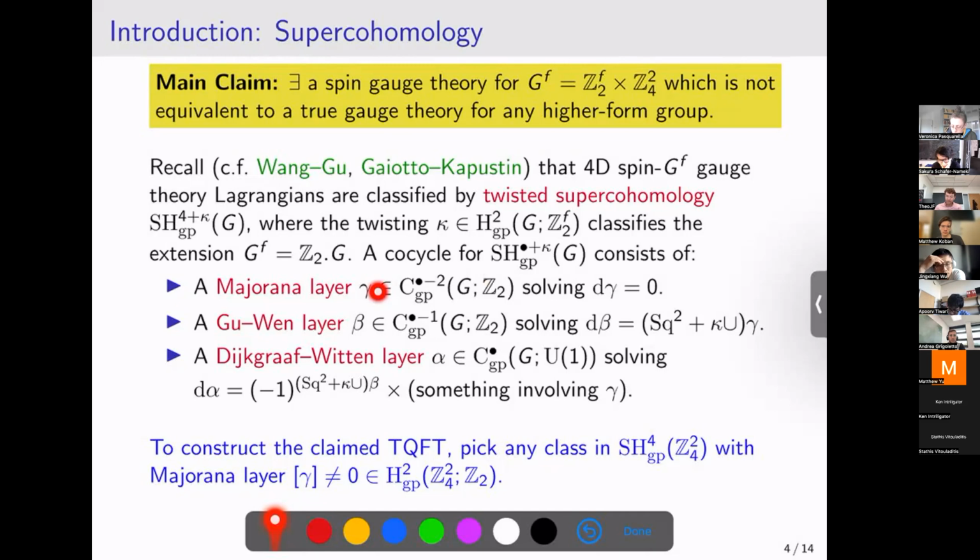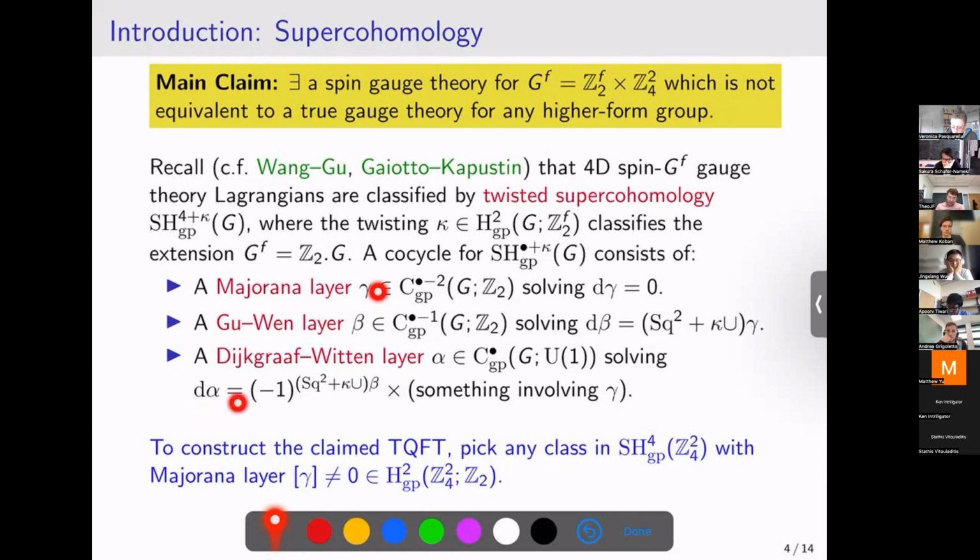I call them layers because they live in different homological degrees. At the top, there is a Dijkgraaf-Witten layer, which is just an ordinary cohomology class in the base group with coefficients in U1. If you didn't have any of the rest of the layers, then this would just solve dA is 0, or dA is, I guess, 1, because I'm in U1.